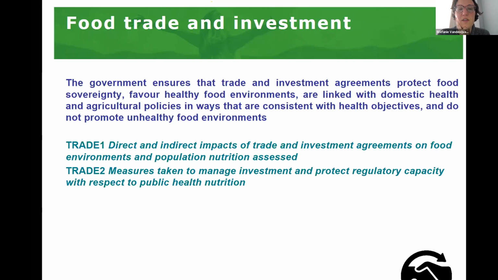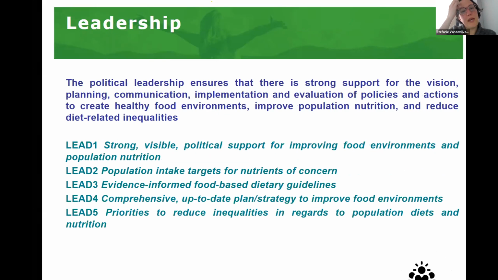Then the second one is whether specific measures are included in those agreements to manage investment and protect the capacity of the government to be able to put in regulations for public health nutrition. So these are the policy domains. Then we have, of course, the infrastructure support. So all of these 6 infrastructure support domains are very important as well, to really make sure that there is development and implementation of these food environment policies.